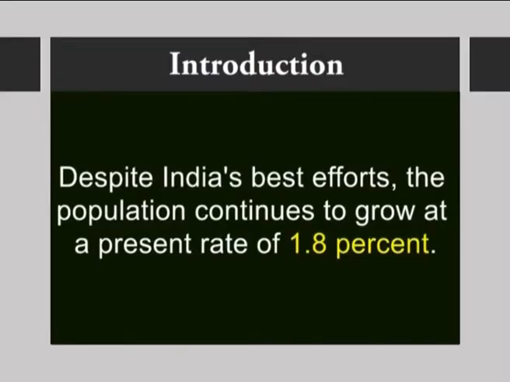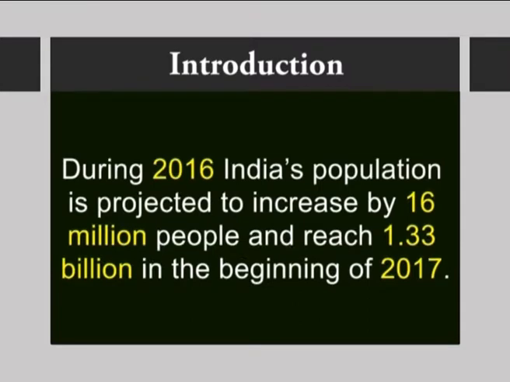India does not promote polygamy. Despite India's best efforts, the population continues to grow at a present rate of 1.8%. During 2016, India's population is projected to increase by 16 million people and reach 1.33 billion in the beginning of 2017. The Government of India has enacted various laws and framed various policies with regard to different aspects of its population.